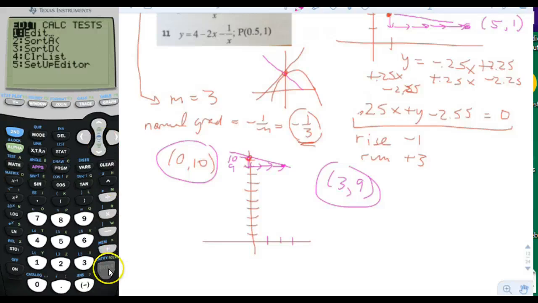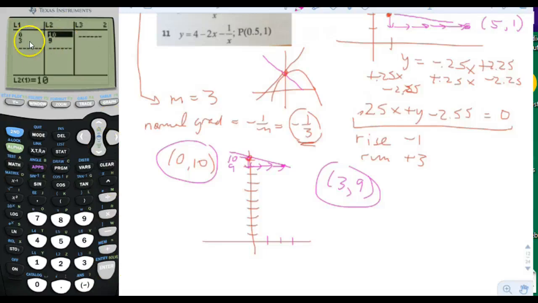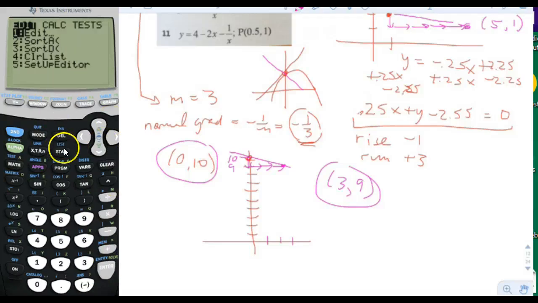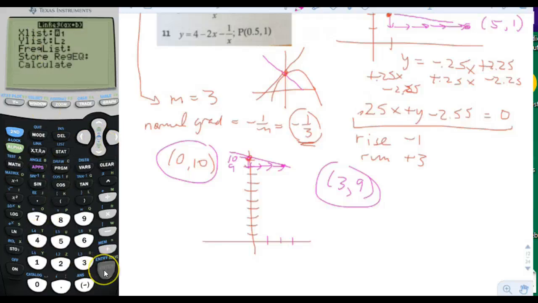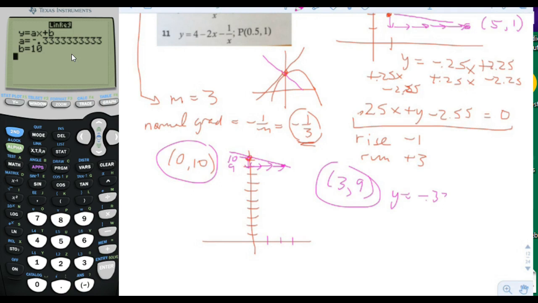So we have our 2 points in here now, (0, 10) and (3, 9). We use lin reg, which is stat, calc, lin reg number 4. L1 and L2 are the x and y coordinates. Frequency list is blank, and then calculate. And so our equation of the normal line is going to be y equals negative 0.333x plus 10. Okay, and actually negative 0.333 is like negative 1/3.